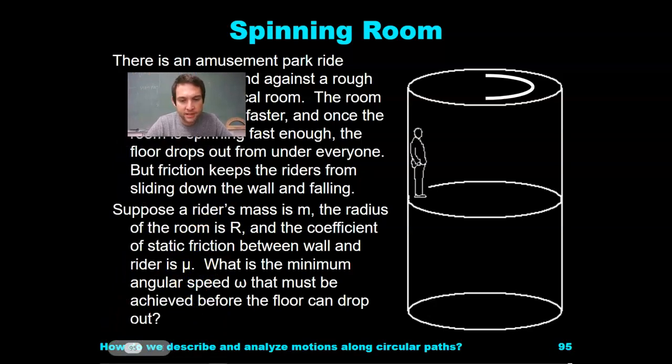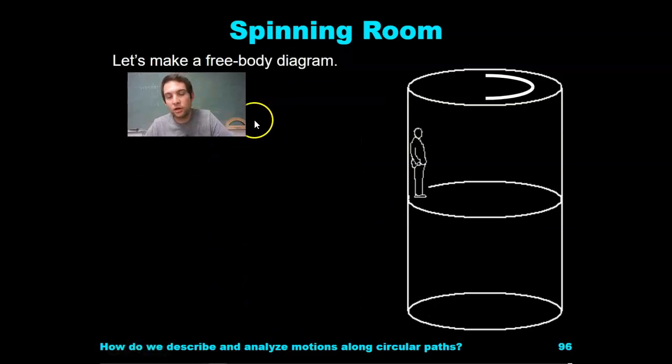Suppose a rider's mass is m, the radius is r. Coefficient of static friction between the wall and the rider is mu. What is the minimum angular speed that must be achieved before the floor can drop out? What would your first step be? Right. Free body diagram, because we're talking about friction.